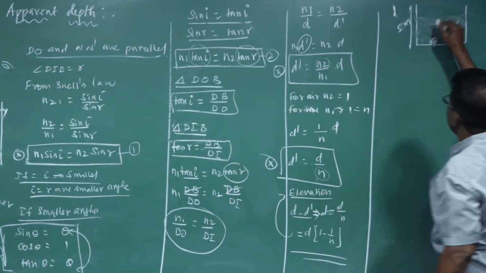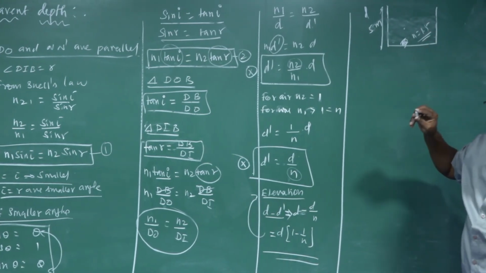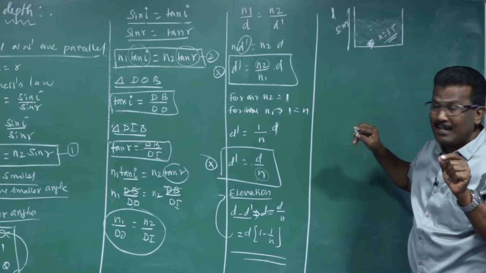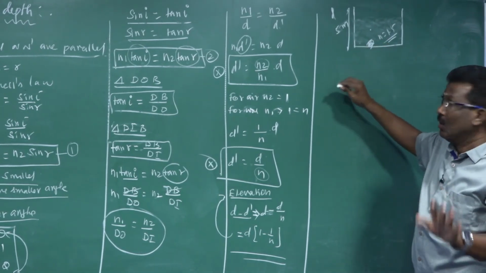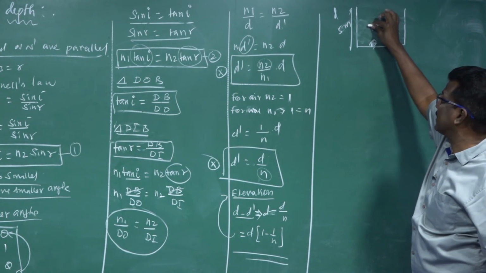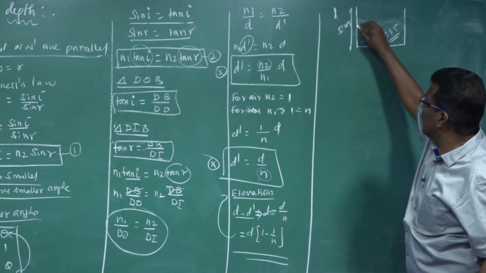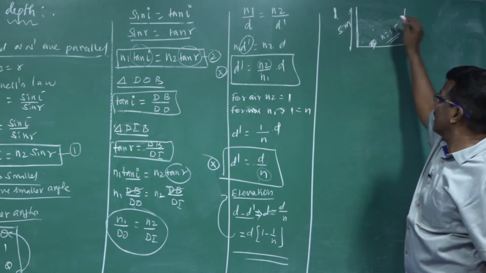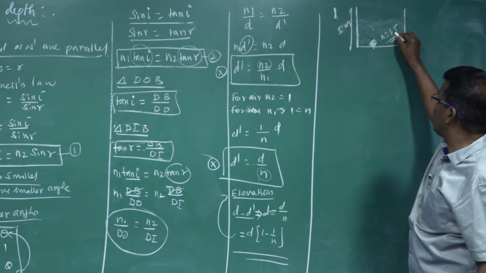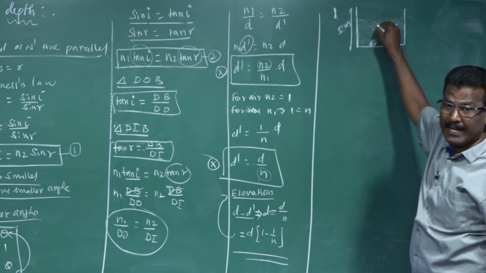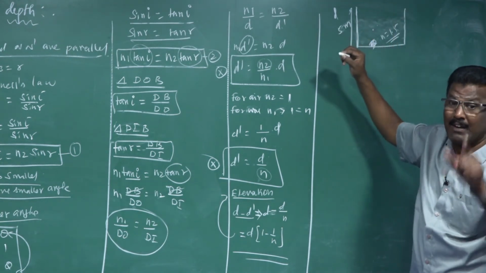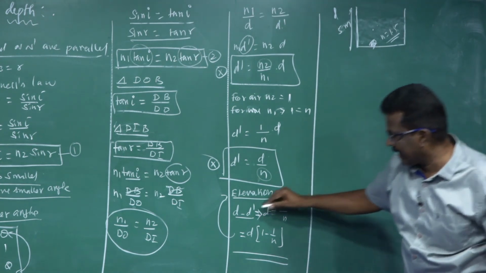Now we are going to calculate. How to calculate how much distance it is raised? We are not going to calculate the apparent depth. The original depth of the beaker is 5 meters. Now the medium with refractive index 1.5 is filled inside the beaker. Now the object is raised a certain height from the bottom. We are going to calculate that. That is called elevation.